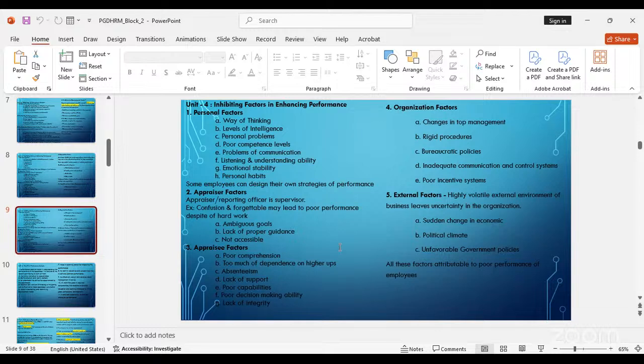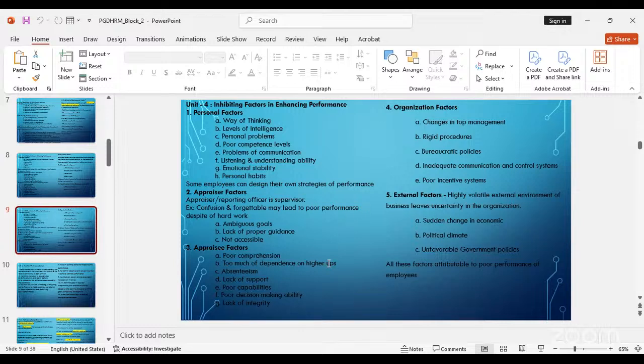And from the appraiser side, or the supervisor side, ambiguous goals, lack of proper guidance, no accessibility are the factors which will inhibit higher levels of performance. From the appraisee side, poor comprehension, too much dependency on higher-ups or the superiors, absenteeism, lack of support, poor compatibility, poor decision making ability, lack of integrity are the factors which will inhibit the employees from delivering higher levels of performance.